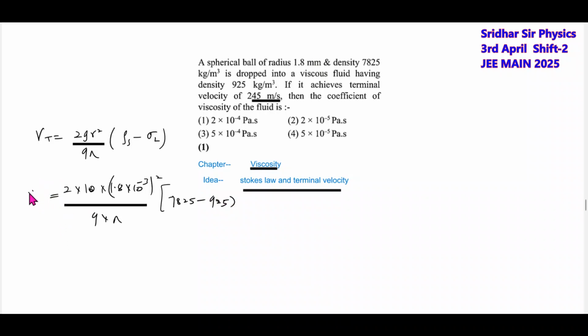Then the terminal velocity will be 245. You should be careful enough with the calculation. We have to calculate the eta. It will come to this much: 2 into 10 to the power of minus 4 pascal second. You should manage with these calculations. Okay, fine, I don't have the patience to calculate this. I'll move to the next question.